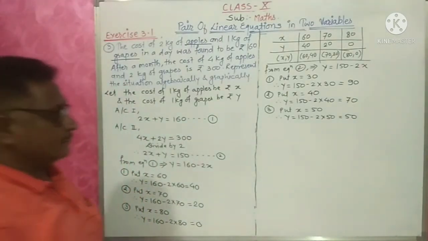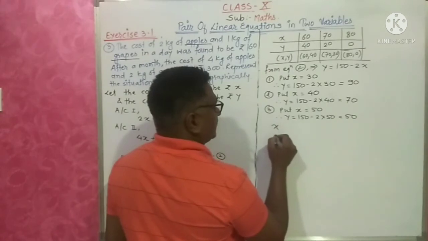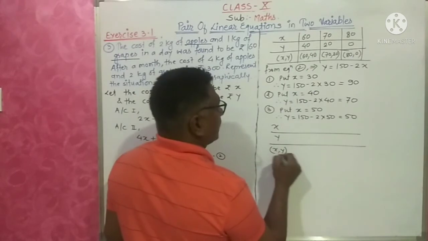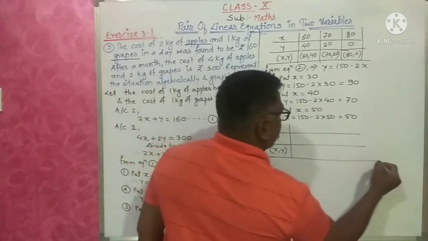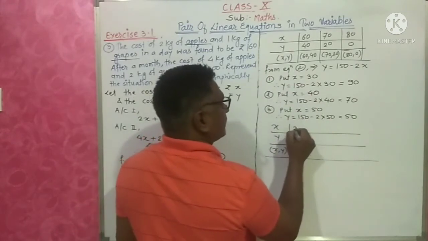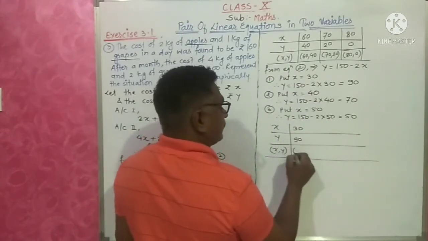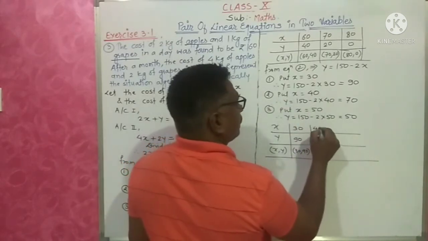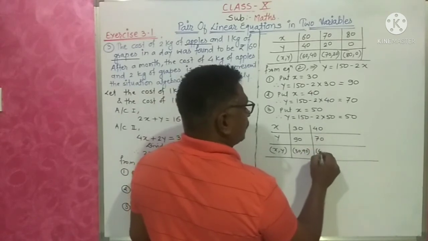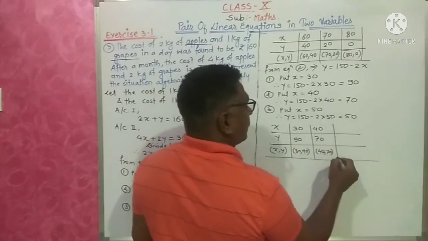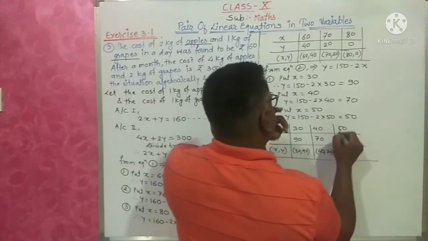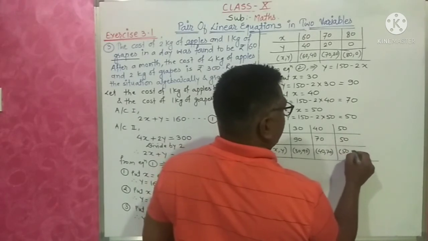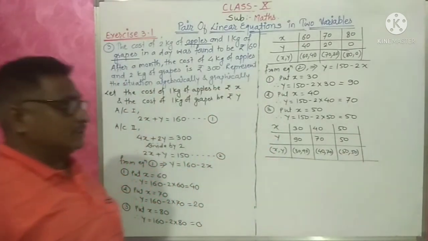Got the three solutions. So make the table x, y, x comma y. So x is 30, y is 90. 30 comma 90. Second 40. So 40 comma 70. Then 50. So what will we get? 50 comma 50. Got the solutions.